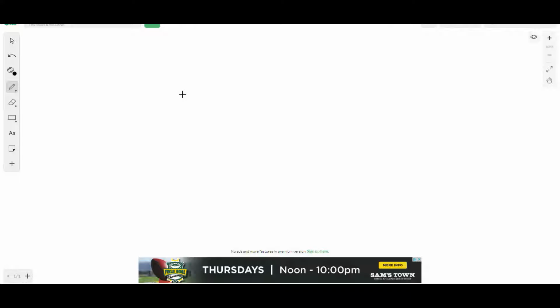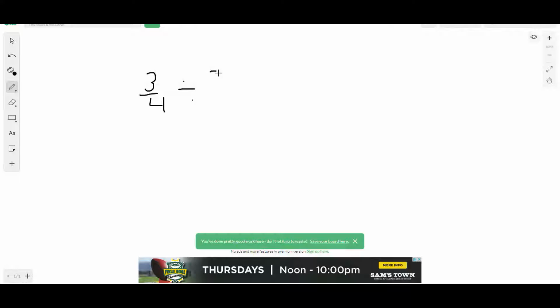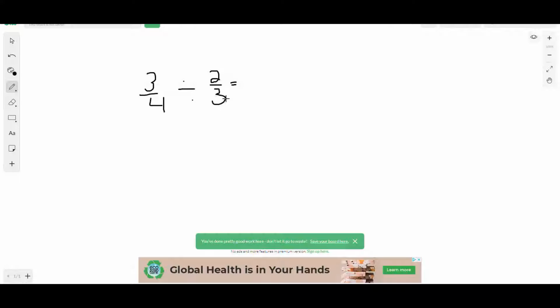If you'll look at number 1 on worksheet 6.5, 1A gives us 3/4 divided by 2/3. Now, before we do it, I want to remind you of this. When you add or subtract fractions, remember these denominators have to be the same. If they're not the same, then you have to turn each one of them into equivalent fractions that have the same denominators. That's with addition and subtraction.